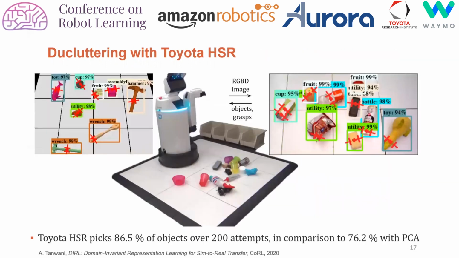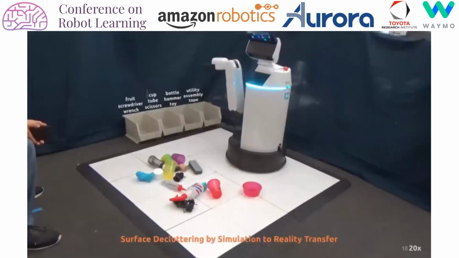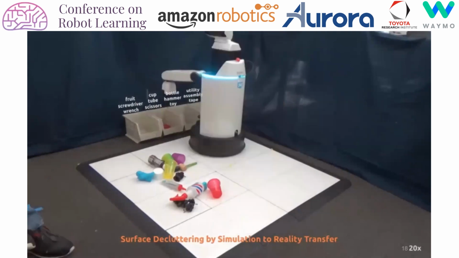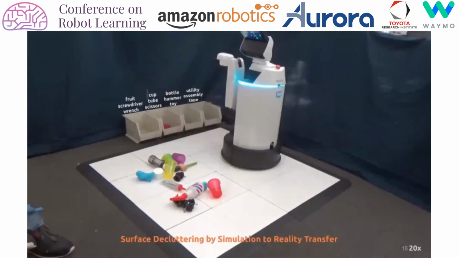Experiments on the Toyota HSR show that the robot is able to grasp a wide variety of objects with 86.5% accuracy. The video shows the real implementation with the Toyota HSR. We randomly drop a subset of real objects on the floor. The robot recognizes the objects, plans the grasp, and puts them in the target bins.